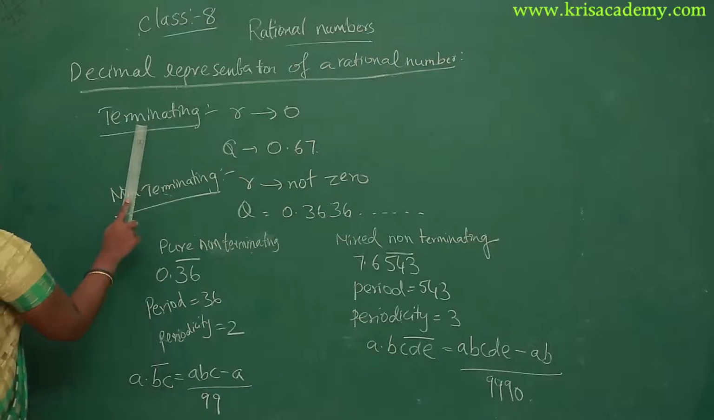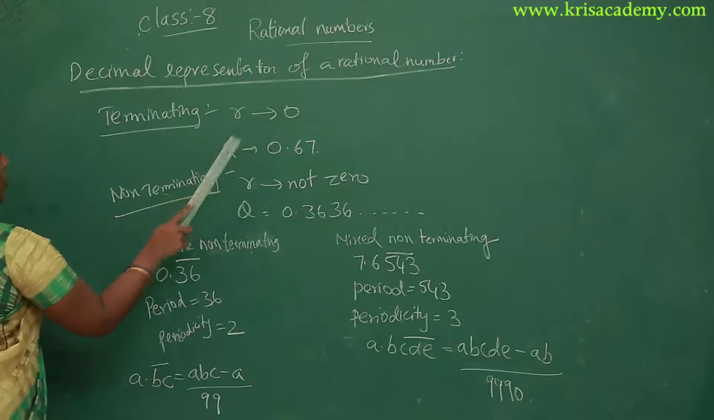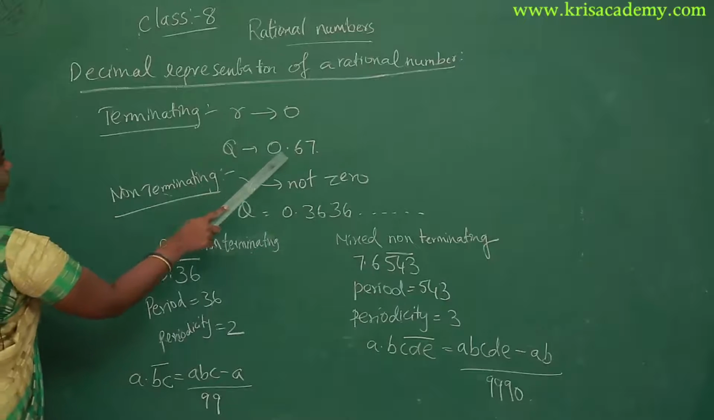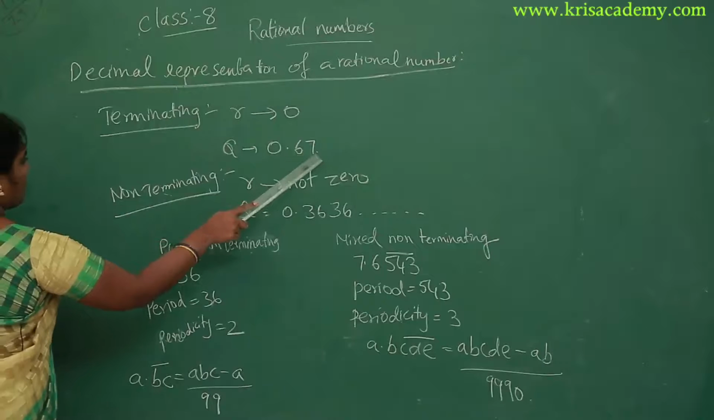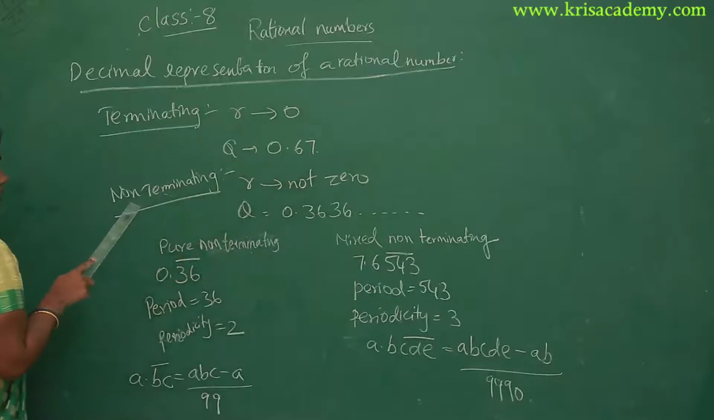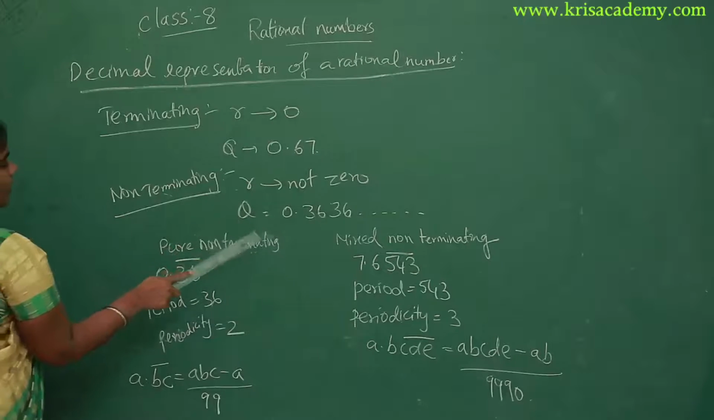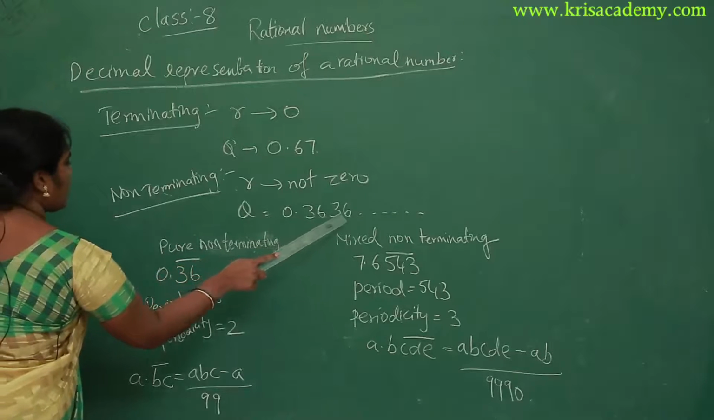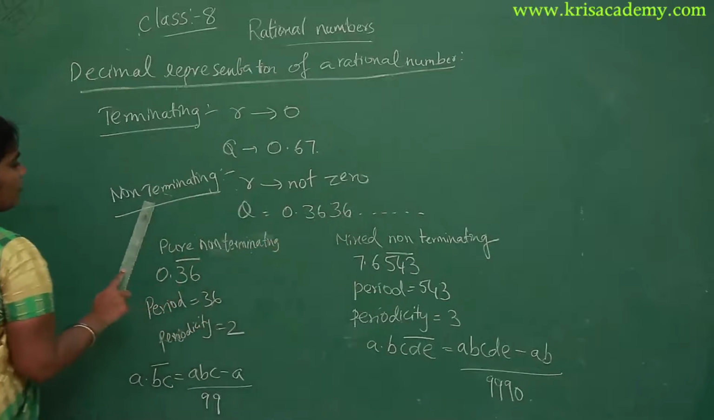Once again, terminating means when we divide a rational number, we get remainder 0. For example, the quotient is 0.67. After the decimal, you can tell the end value, 7. But in non-terminating, the remainder is not 0. Let us take the example quotient 0.3636 and so on. That 3636 and so on is known as non-terminating.